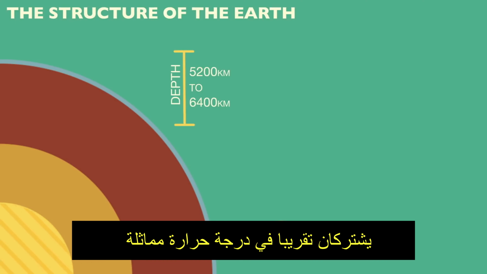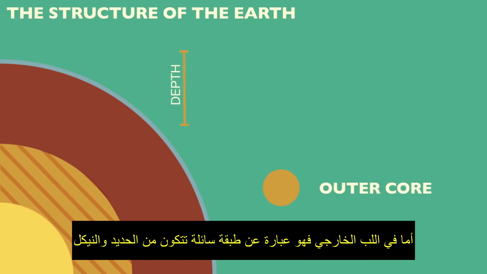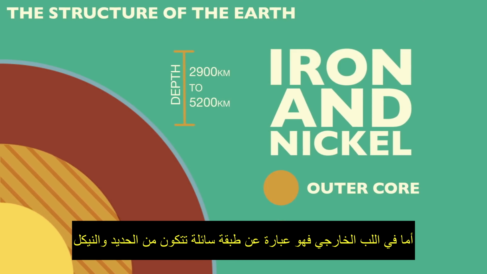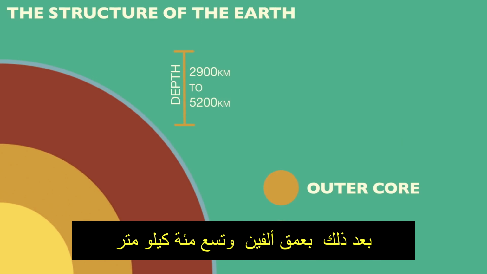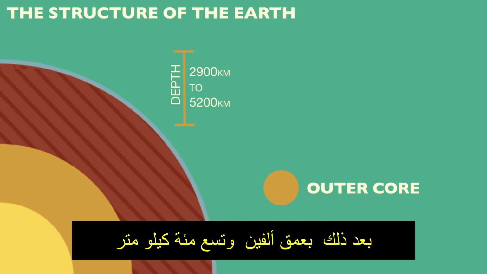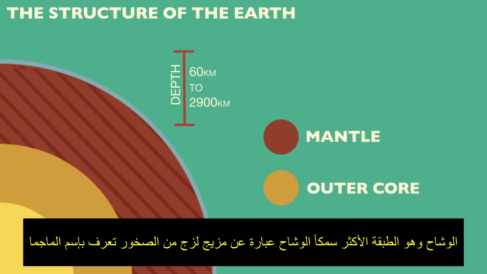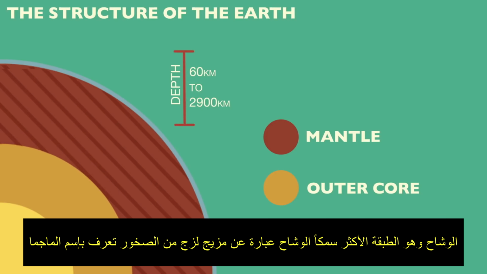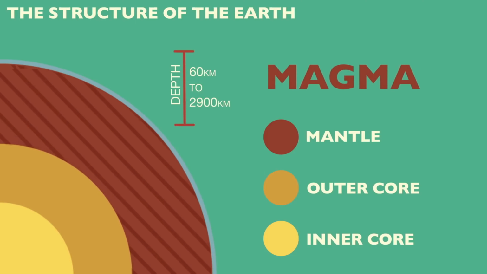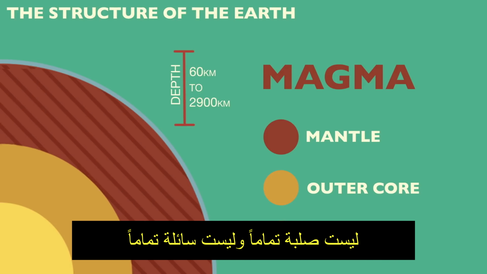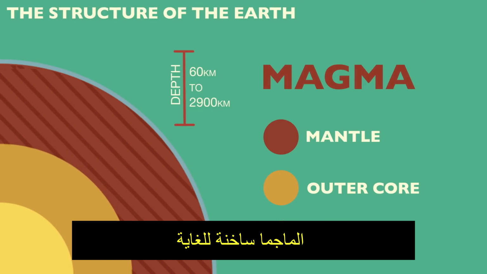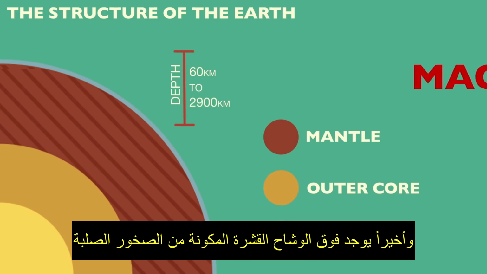Sharing a similar temperature, the outer core is a liquid layer composed of iron and nickel. Next, with a depth of 2,900 kilometers, the mantle is the thickest layer. The mantle is a viscous mix of semi-molten rock or magma, not quite a solid and not quite a liquid. The magma is also extremely hot.